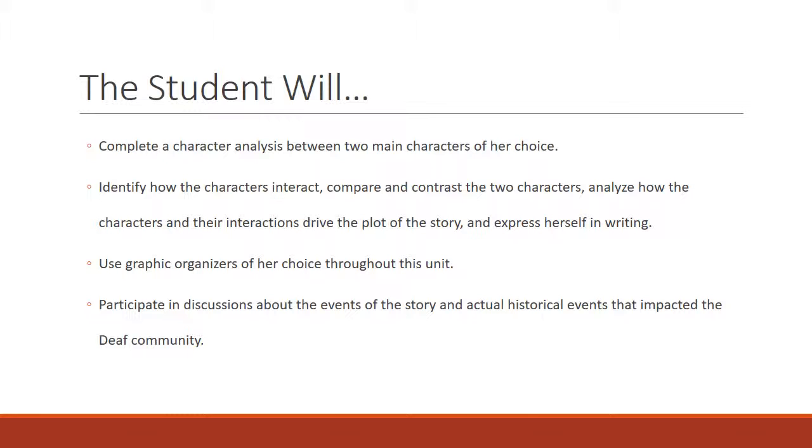And she's going to express herself in writing. So she will use graphic organizers of her choice throughout this unit, which you'll see later. And she will participate in discussions about the events of the story and the actual historical events that impacted the deaf community. And she and I will be having those discussions one-on-one, but throughout our discussions so far, it's been extremely effective and she has been very engaged.